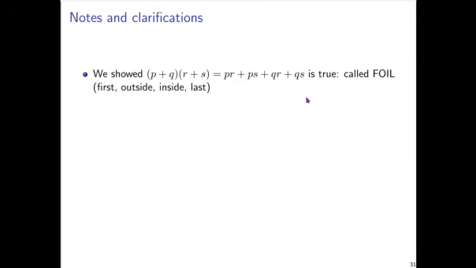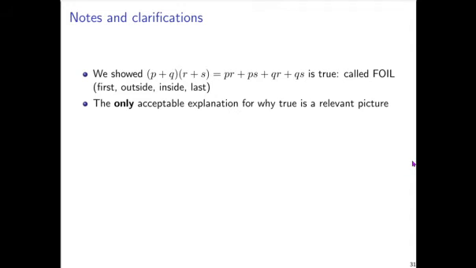Just to clarify some things, we showed that this formula here is true. It's called FOIL for some folks because if you look at what's happening, you have the first times the outside. You have the first thing P and the first thing in the next set of parentheses R multiplied together. That's PR. The outside: you get to pick one thing from each set of parentheses, so the outside one P, and the outside here is S, so that's PS. The inside, Q times R, there it is. And if you pick the last thing from each set of parentheses, you have Q and S, so Q times S.